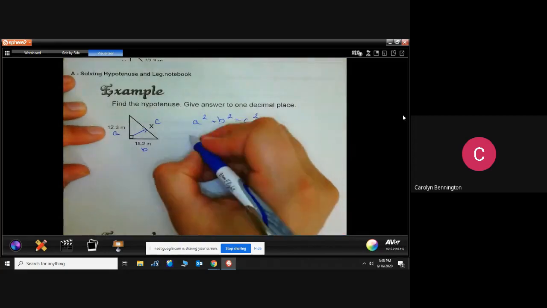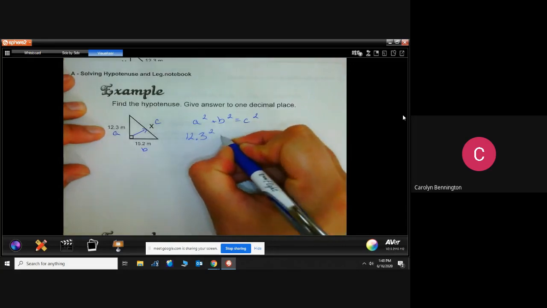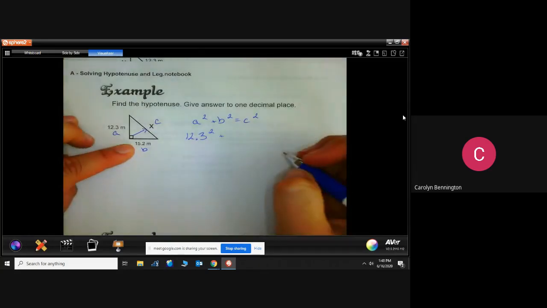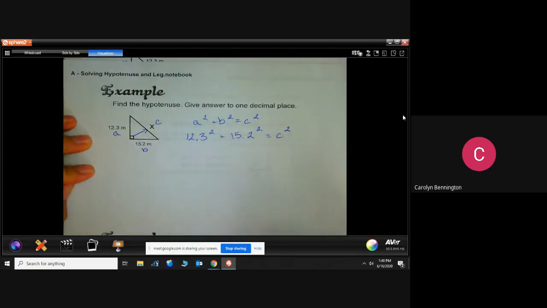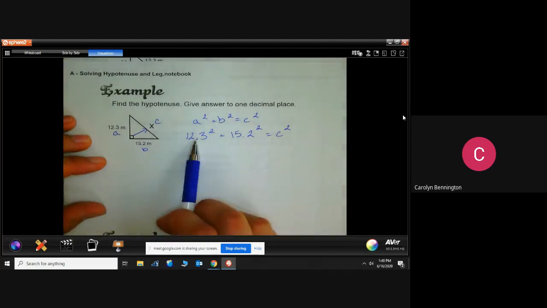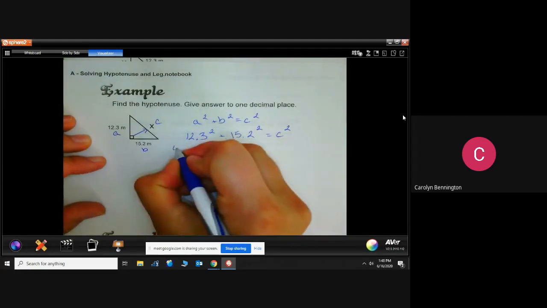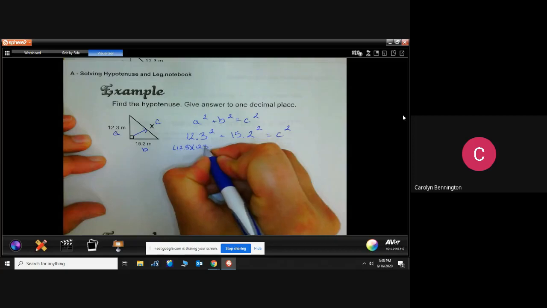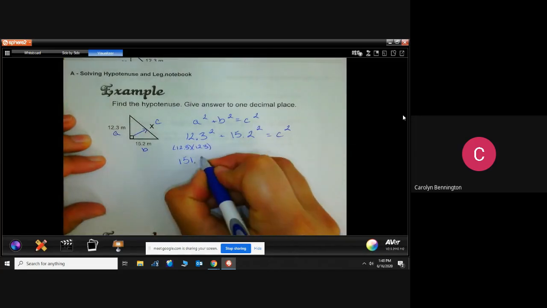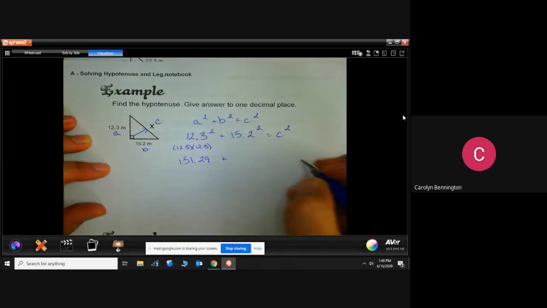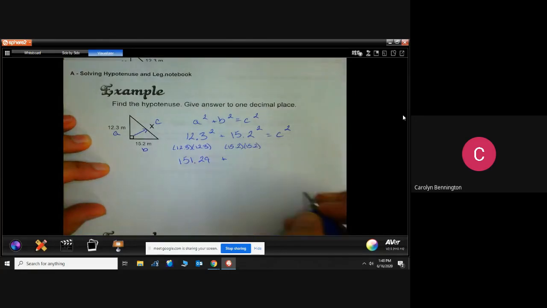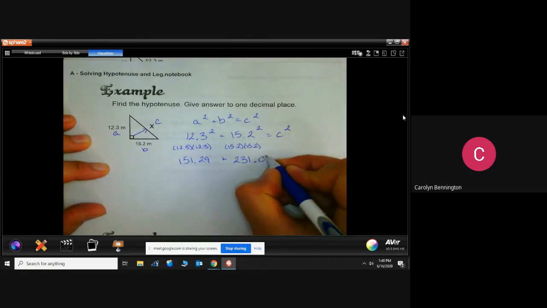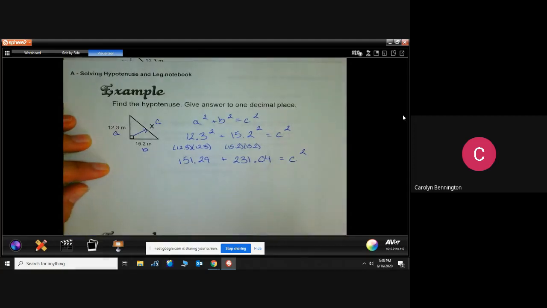So our A is 12.3, so 12.3 squared, plus our B is 15.2 squared equals C squared. So now we're going to square each of our values. So 12.3 times 12.3 is 151.29. Then we've got 15.2 squared, so 15.2 times 15.2 is 231.04, and this equals our C squared.